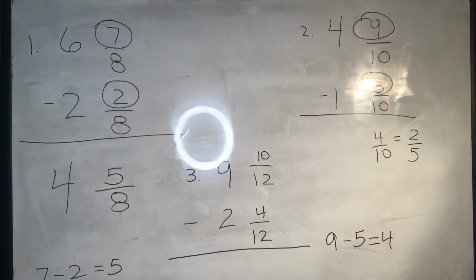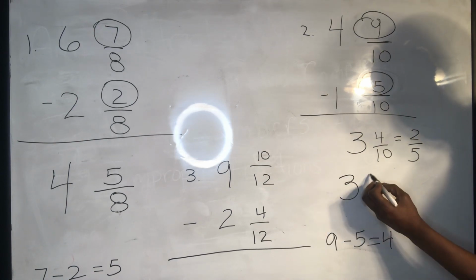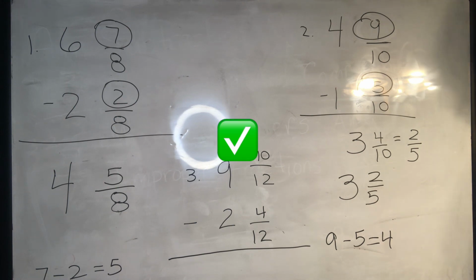All right, so now we're just going to look at our whole number side. We have 4, take away 1. And what's that answer? 3. All right, so now we have an answer of 3 and 2 over 5. 4 over 10 reduced to 2 over 5.